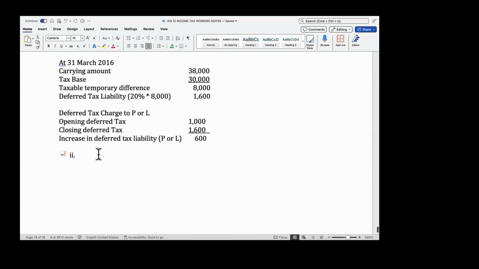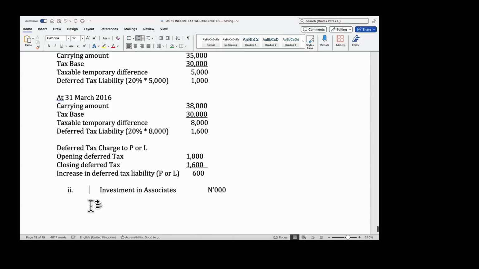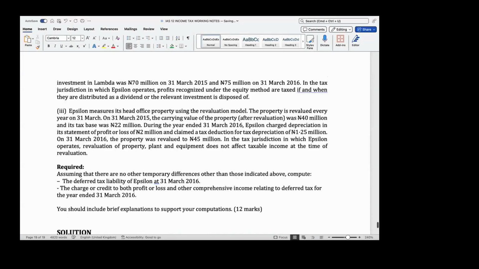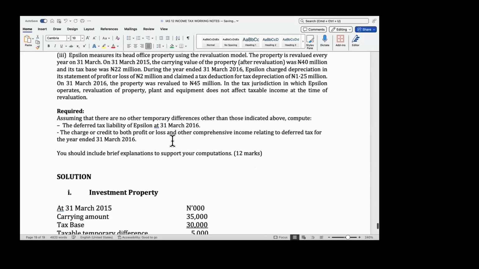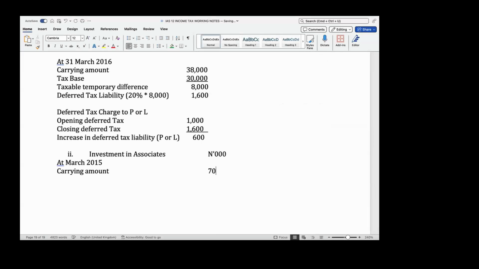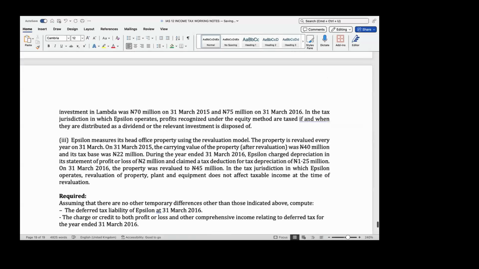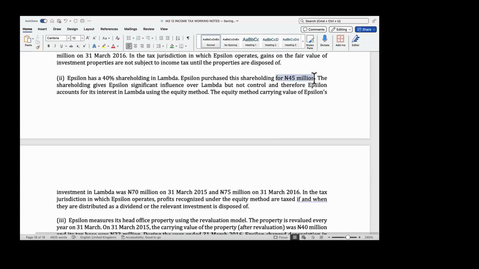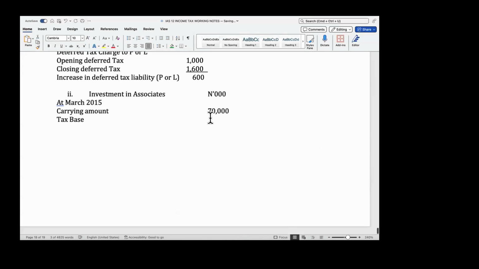So let's pick that one by one. Investments in associates. First, at March 2015, you need to get what my carrying amount is. In 2015, the carrying amount went up to 70 million. And the tax base will remain the cost of 45 million, since it's not taxable.